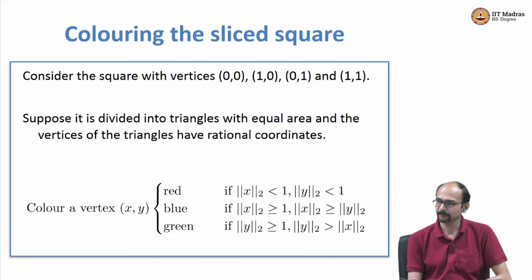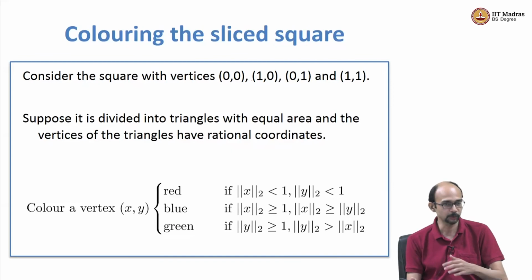So you color it red if the x coordinate norm with respect to 2, so now your p-adic norm has come in, is less than 1, and the y coordinate norm is less than 1. You color it blue if the norm of x is bigger than or equal to 1 and the norm of x is also bigger than or equal to norm of y, and you color it green if the norm of y is bigger than or equal to 1 and the norm of y is strictly bigger than norm of x, and this exhausts all possible choices for what can happen to a vertex. So every vertex will get some color in this way.